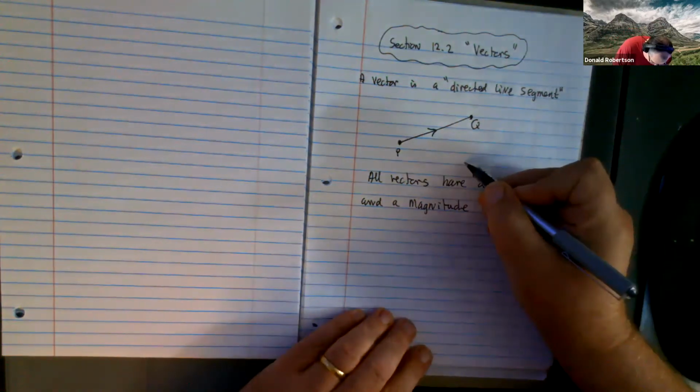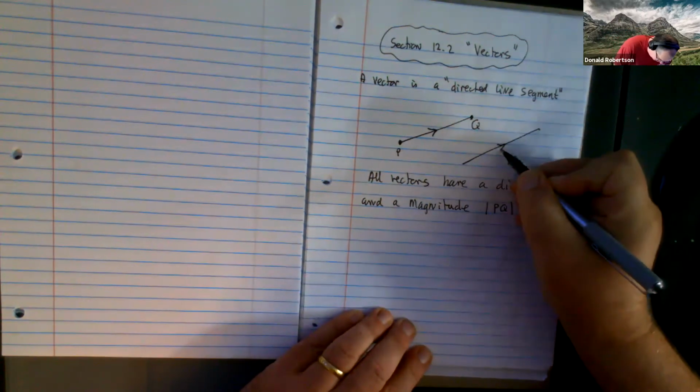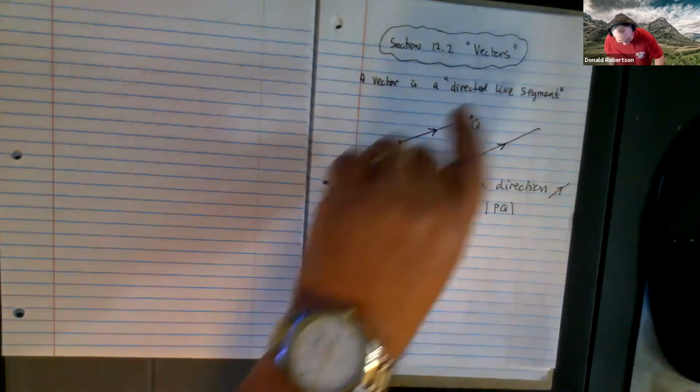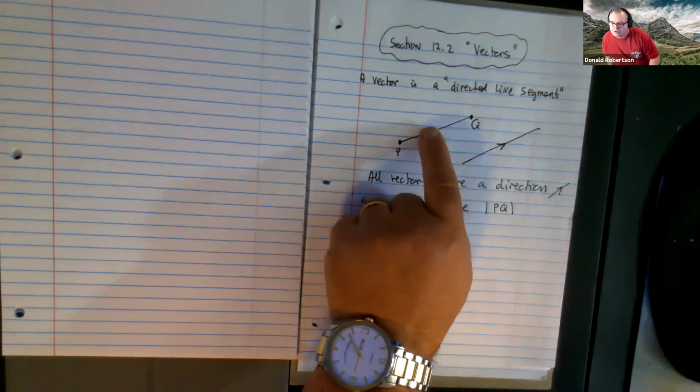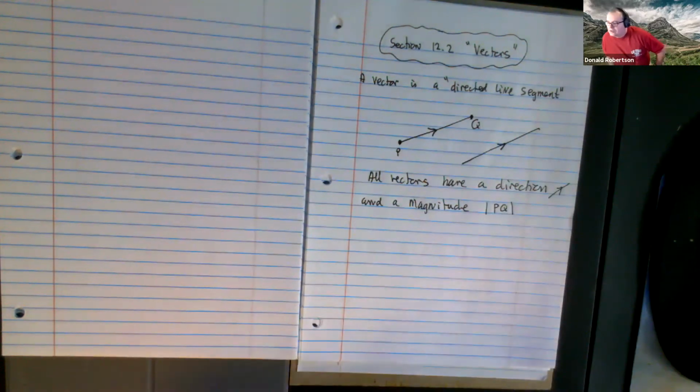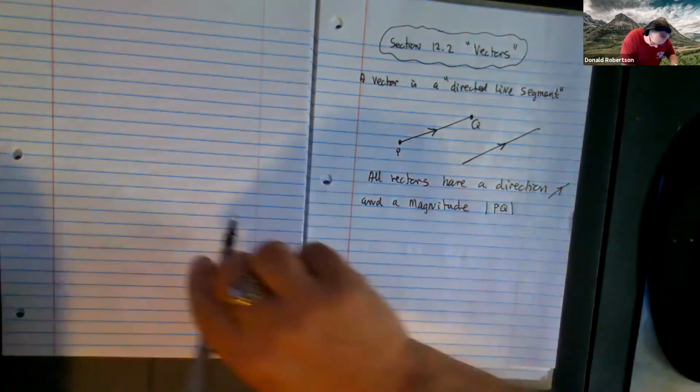If I draw another line, same direction, same length, this guy is a vector and that guy is a vector. And as far as we're concerned, they are identical, because vectors do not care where you draw them. They're not like coordinates where you start at the origin, even though people do that because it's convenient. Vectors can be anywhere.